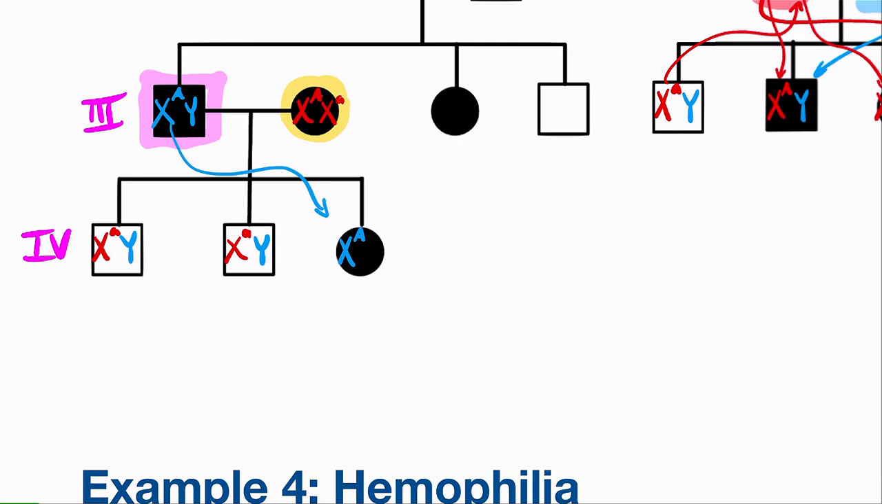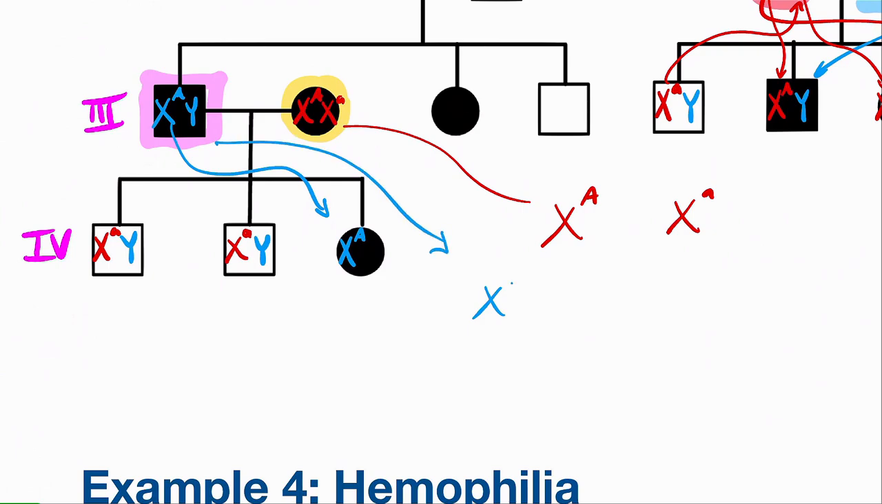Now we do a Punnett square. You guessed it. This one here, she's got a big A and a little a, and this guy here has a big A or a Y.